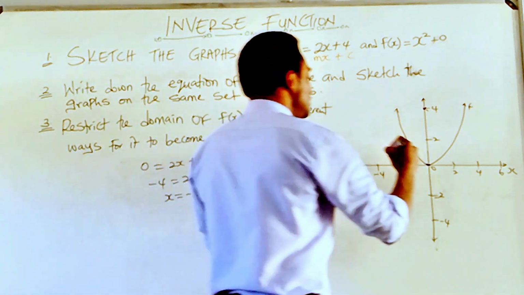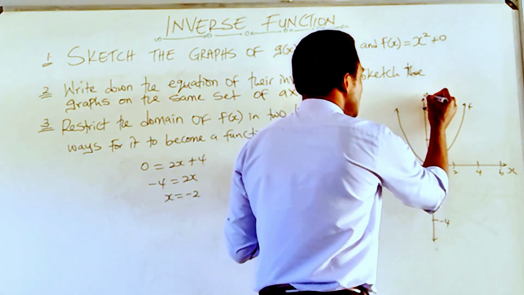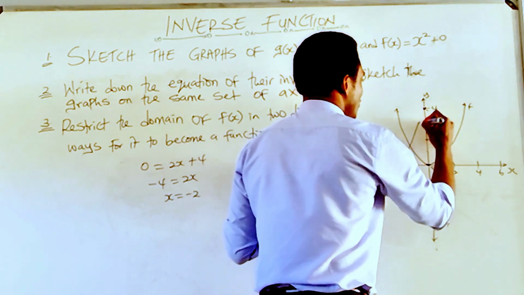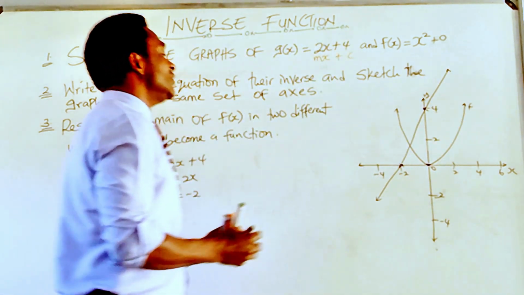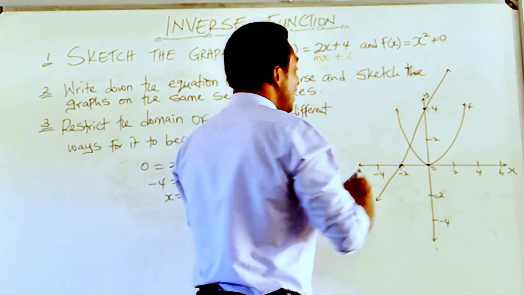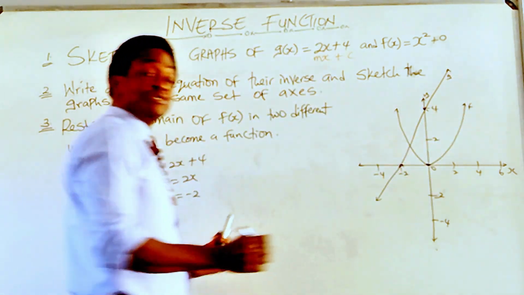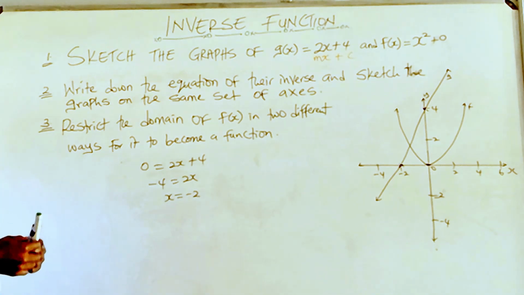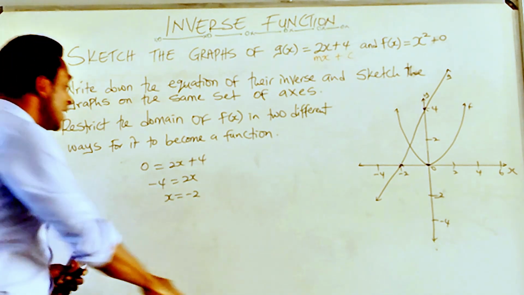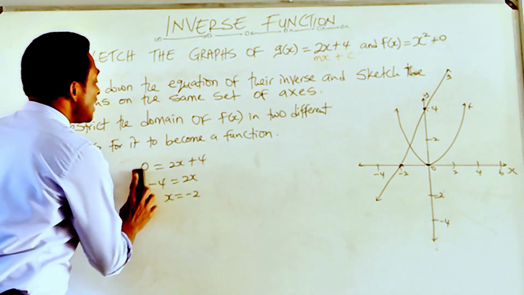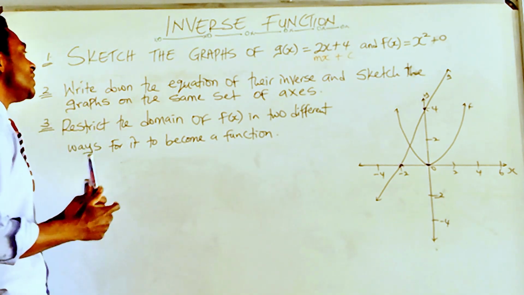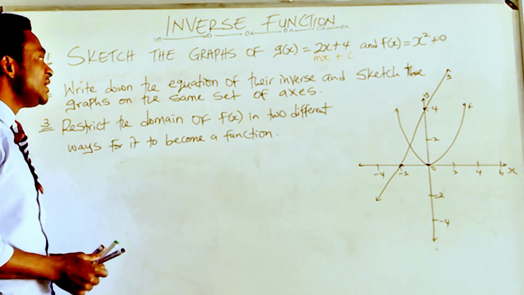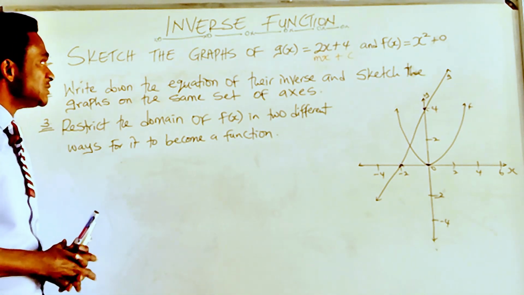So we can join these, and it creates our linear graph. So in this case, we have our f and we have our g. So we have the two functions. Let's go to the second question. They are asking us to write out the equations of the inverses of these, and also sketch the graphs on the same set of axes.